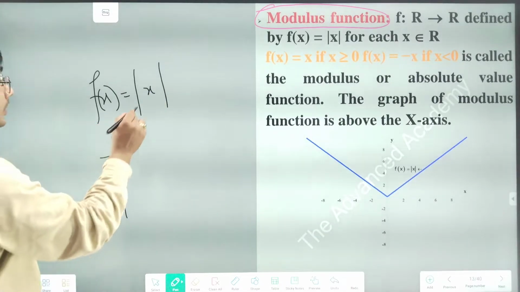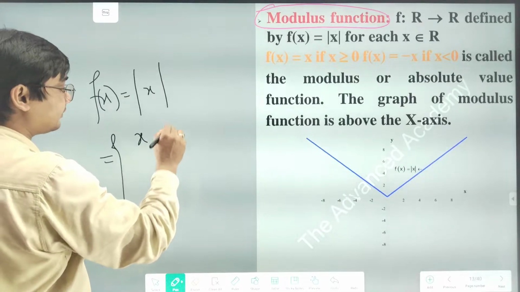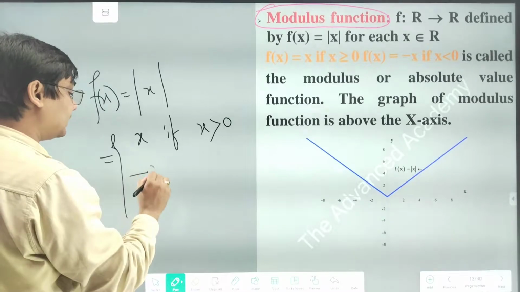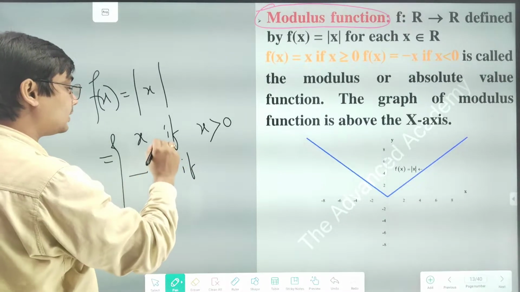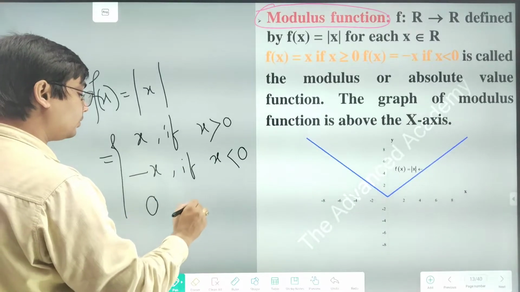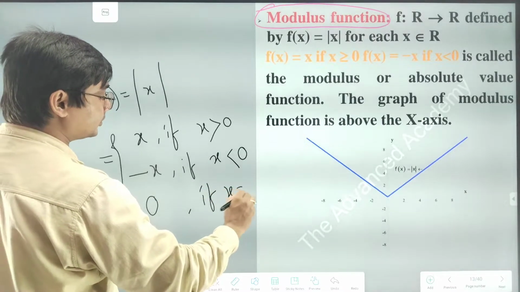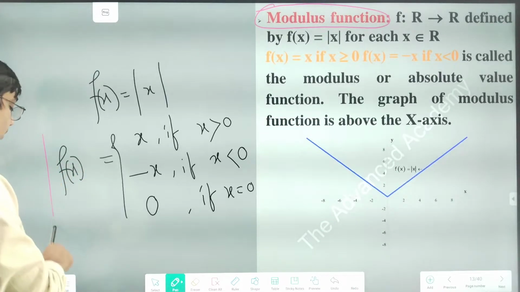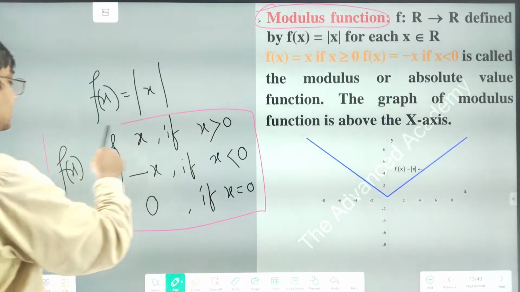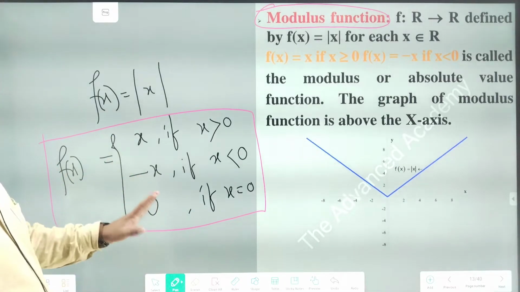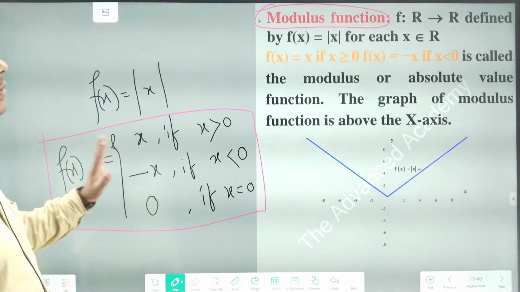Yes, this modulus will give x if x is greater than 0. It will give minus x if x is less than 0, and it will give 0 if x equal to 0. Yes, these are the properties of modulus. Hope all of you know these properties. So this special type of function is called here modulus function. Yes, just you have to remember this thing.